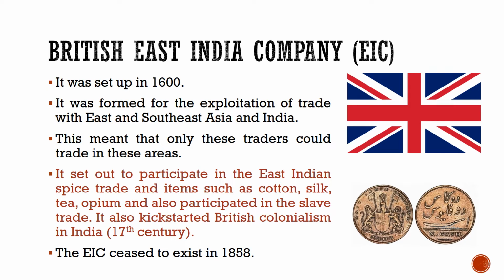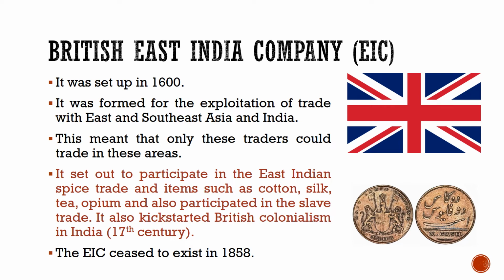East Asia are countries known as China, Japan, Southeast Asia you will know, and also India. So this meant that only these traders could trade in these areas. Same as where the Dutch traded, the Dutch wouldn't allow the British to trade in the areas. So the British, where they wanted to trade, they only allowed their own traders to trade there.